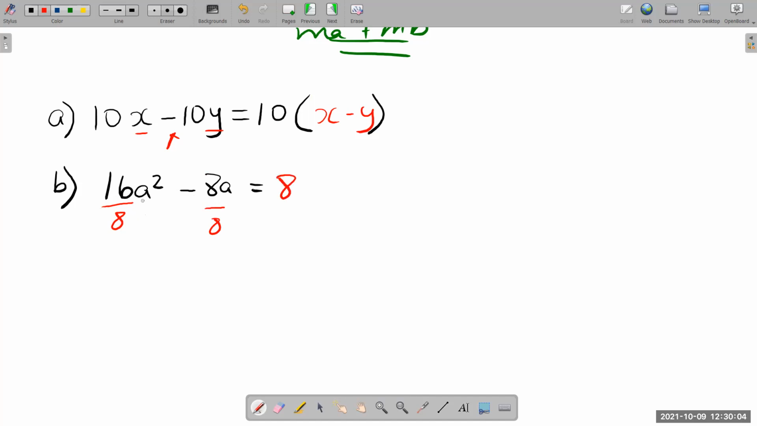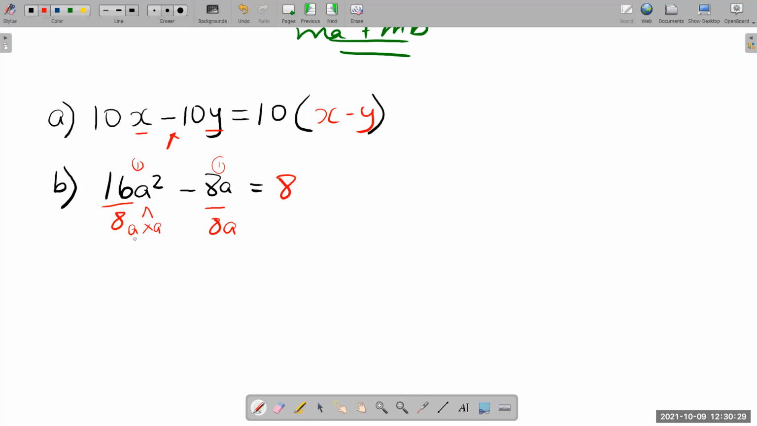Now let's look at the variables. I have a squared. What should we remember about a squared? A squared means a times a. So that's 2 a's. But this one means just 1 a. How many a's can I pull out from both of them? I could pull out 1 a from here, and I could pull out 1 a from here. Keeping in mind, remember what we mean by pulling out, dividing.